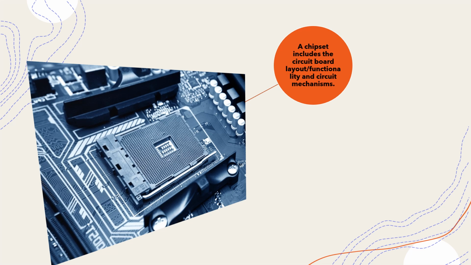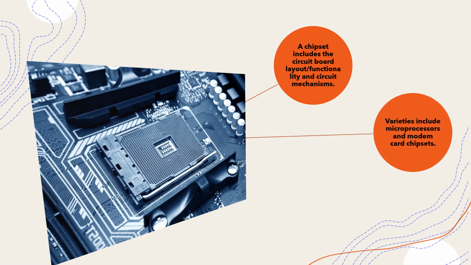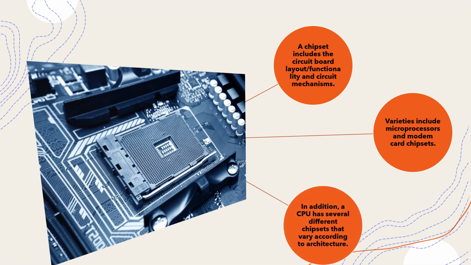A chipset includes the circuit board layout, functionality, and circuit mechanisms. Varieties include microprocessors and modern card chipsets. In addition, a CPU has several different chipsets that vary according to the architecture.